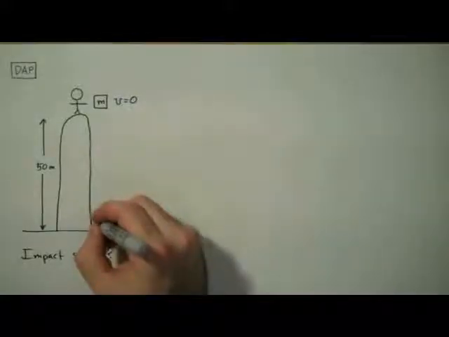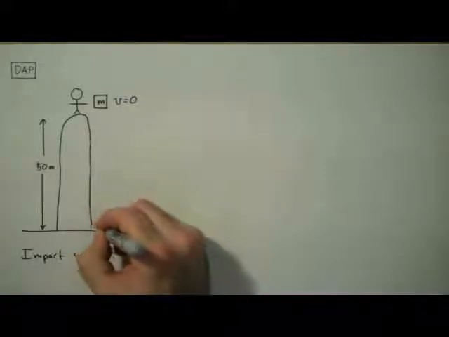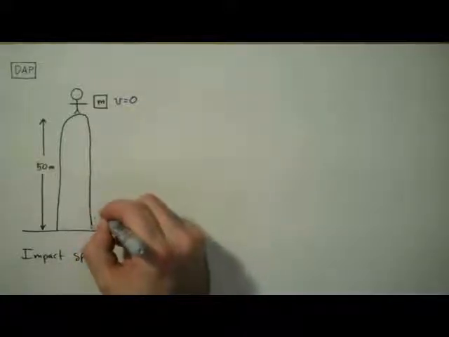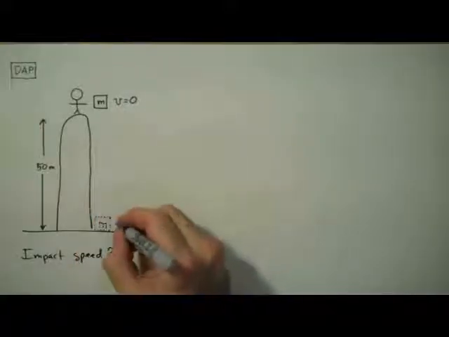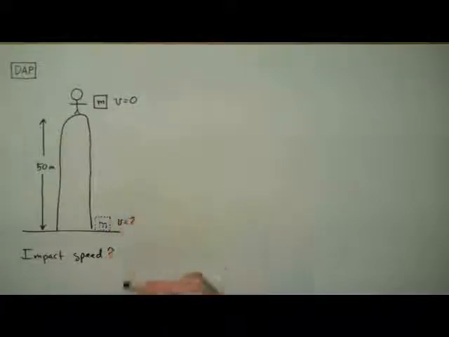Oh, and we should probably indicate the impact on the drawing as well. So I'm going to put that down here along with a little note that we're looking for the velocity. So we're given the initial velocity by implication. We're also given the acceleration of this object by implication.